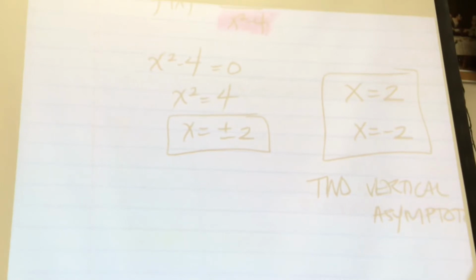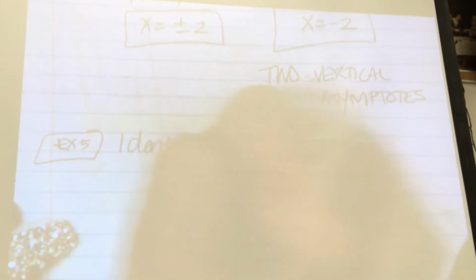Another example might look like this. Example 5. Isaiah, I need to catch up, babe. Catch up. I want you to identify the asymptotes.